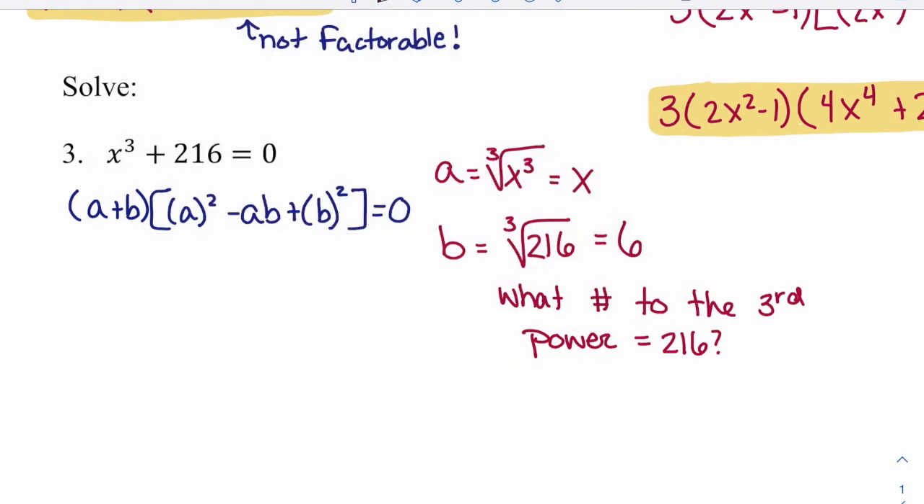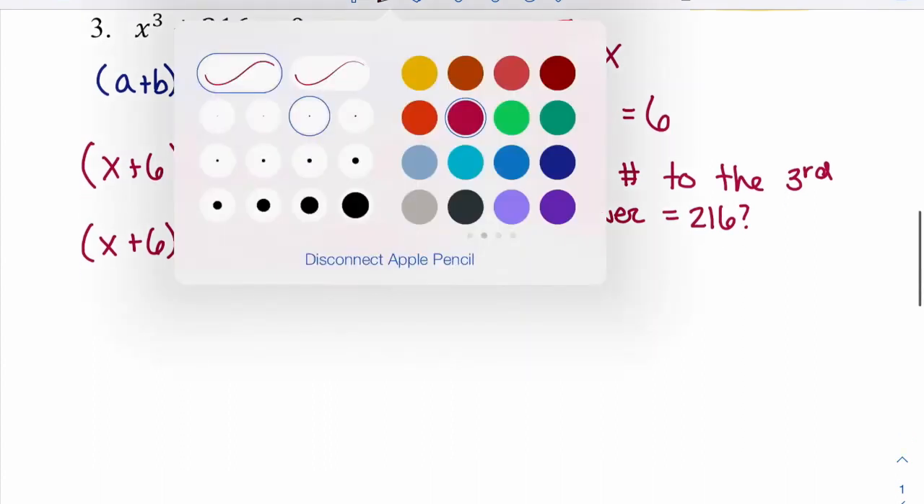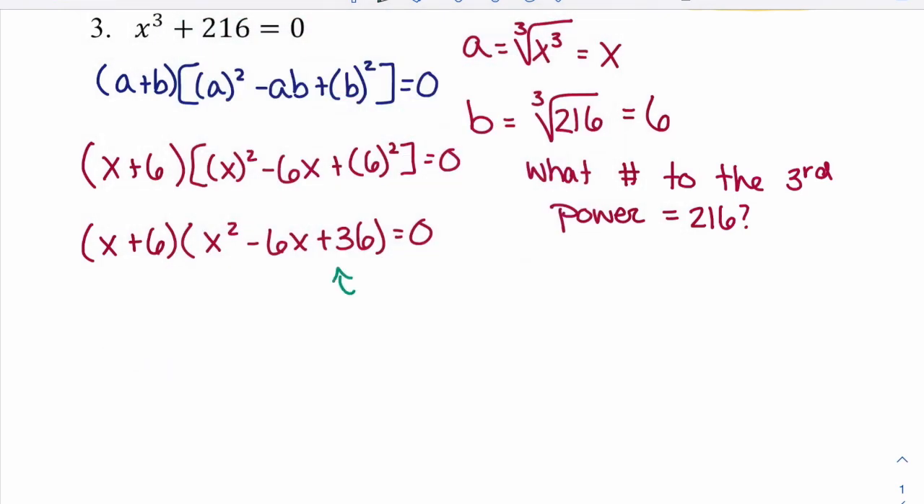Don't forget that equals 0. Substitute in properly. X plus 6 times x squared minus 6x plus 6 squared equals 0. Simplify what's in that parentheses to be x squared minus 6x plus 36 equals 0. Now, I said earlier, this quadratic is never factorable. You could try to factor it by using FOIL, but it won't work. So we need to use the quadratic formula.